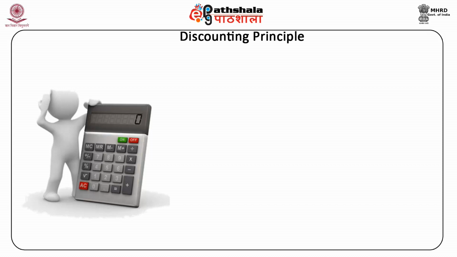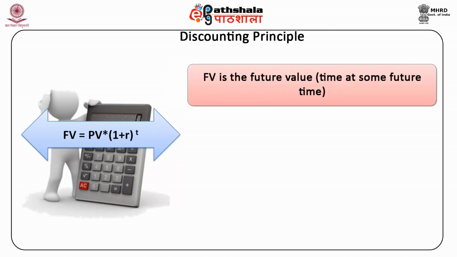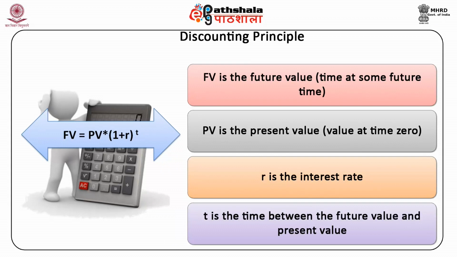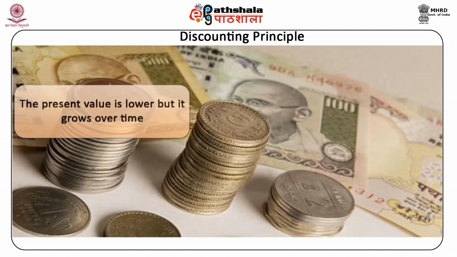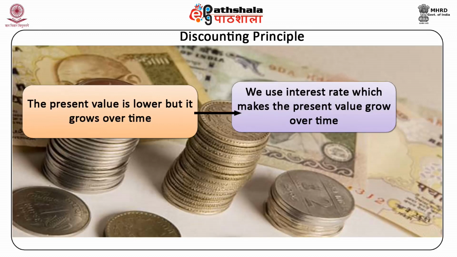Ordinarily, we are familiar with the compounding process. FV is equal to PV multiplied by (1 plus r) raised to the power t, where FV is the future value at some future time, PV is the present value at time 0, r is the interest rate, and t is the time between the future value and the present value. In this case, the present value is lower, but it grows over time. Hence, we use interest rate which makes the present value grow over time.